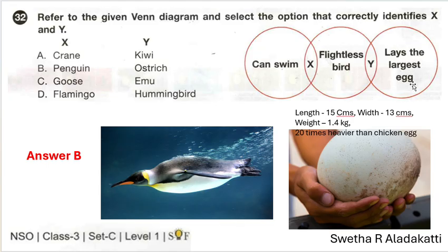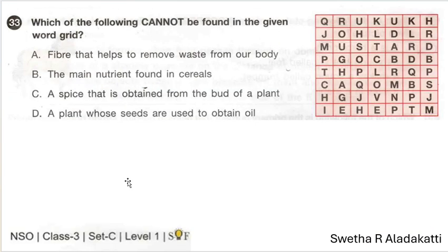Flightless bird that lays the largest egg. Yes, the famous largest egg is laid by the ostrich. So this is the largest egg, of an ostrich. See, two hands are required to hold one ostrich egg. Its length is 15 centimeters, width is 13 centimeters, and it weighs 1.4 kg, which is 20 times heavier than a chicken egg. So we go with option B, penguin and ostrich.